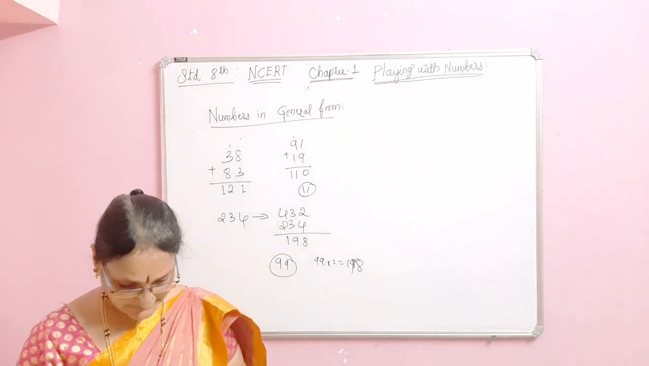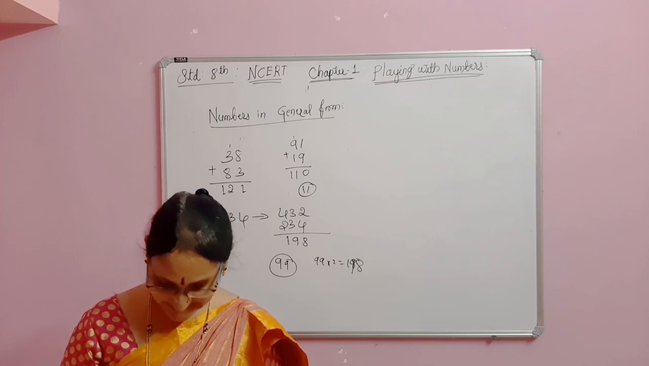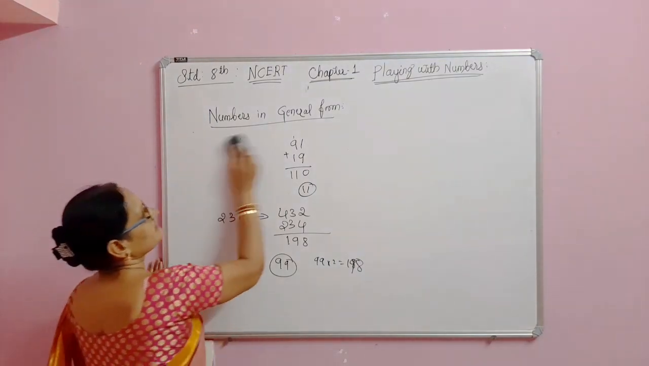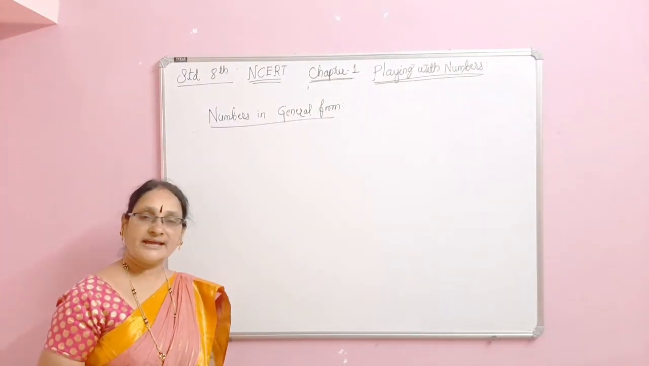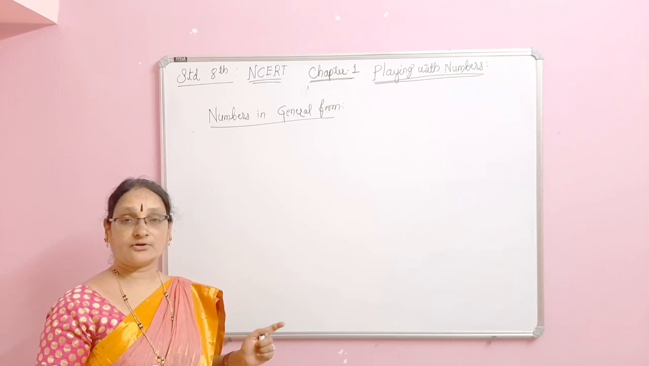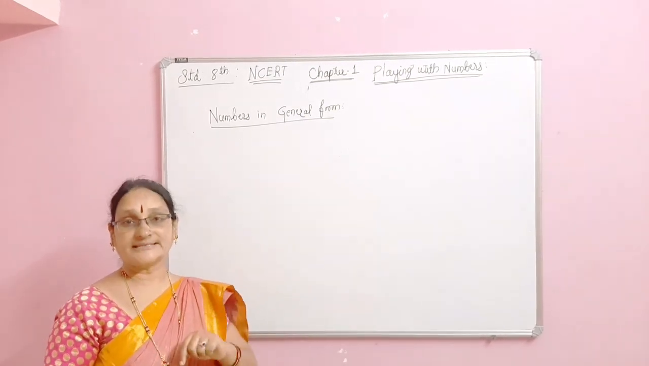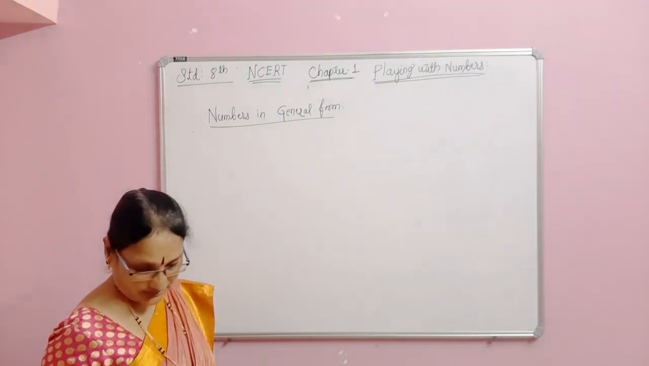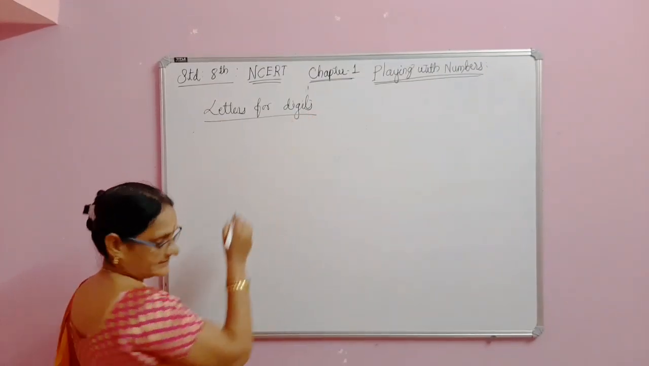You can try it. Then after this, one more thing I want to clear: sometimes we get some puzzles in which we get some letters. They are called alphanumeral puzzles, or letters for digits. Now we are learning letters for digits.